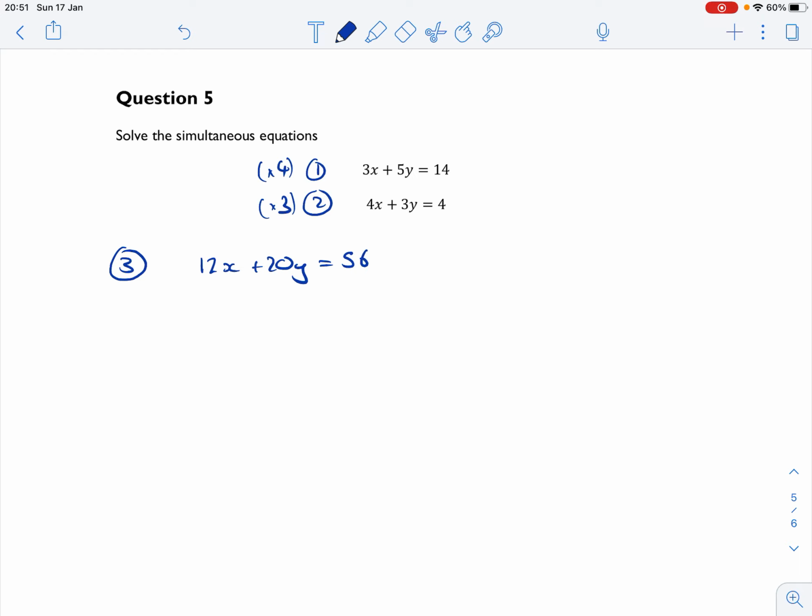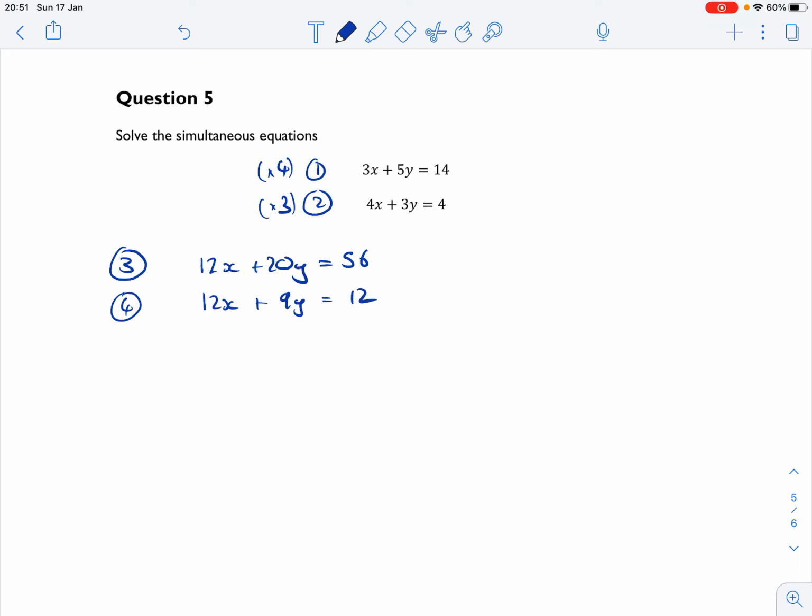And then we multiply the second equation. I'm going to get myself equation 4 by multiplying everything by 3. So I get 12x plus 9y is equal to 12. And now all of a sudden I do have two values of the same coefficient. I've got the 12x and the 12x.